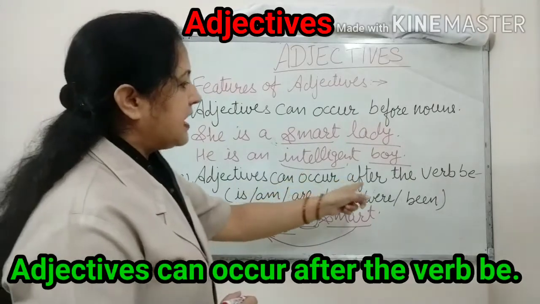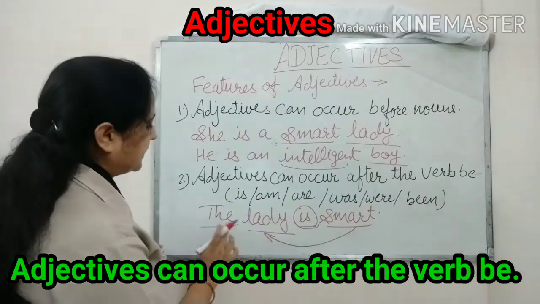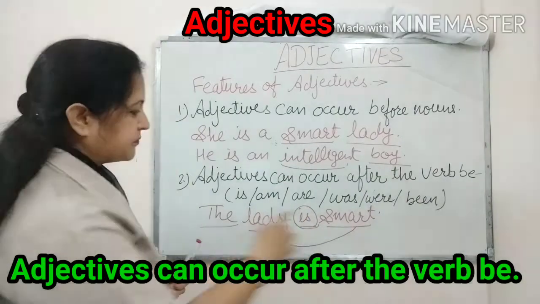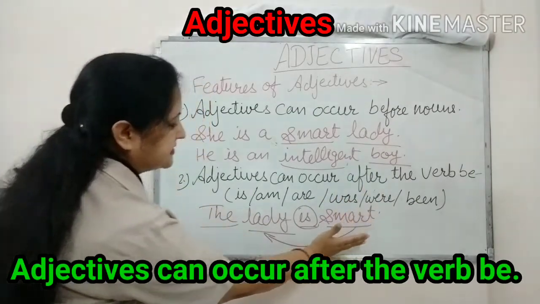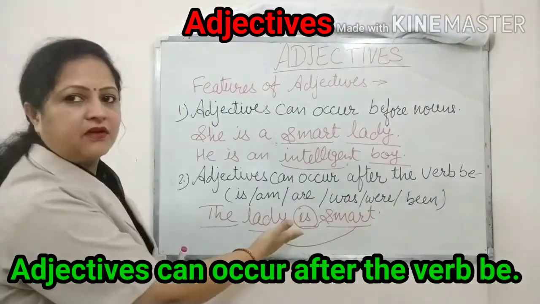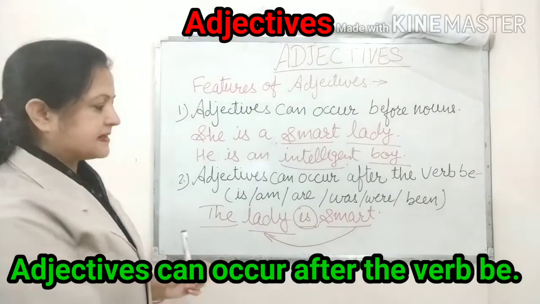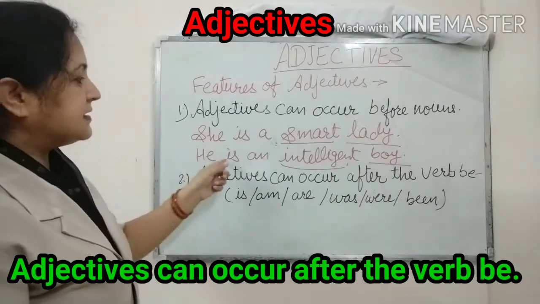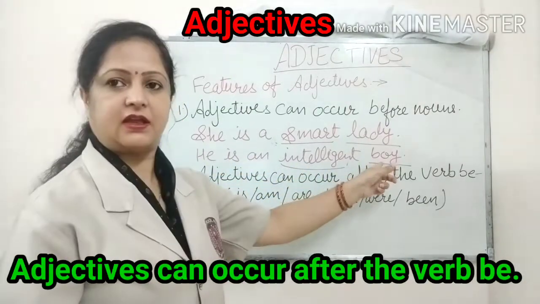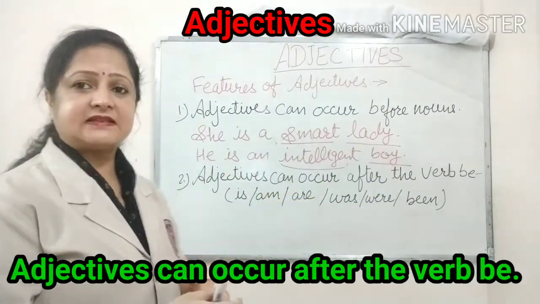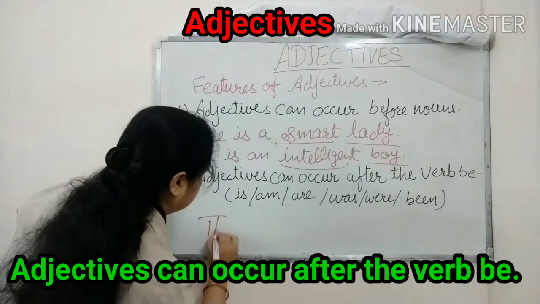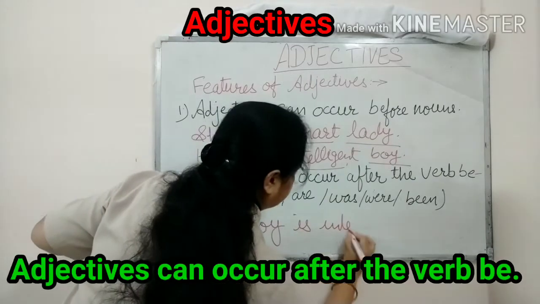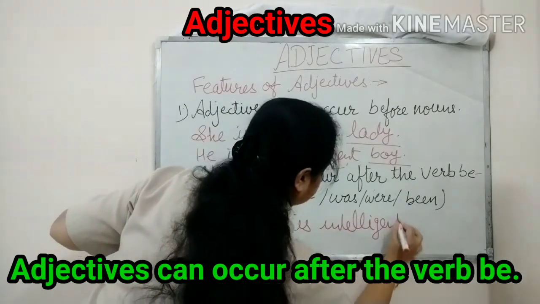So this is our second feature, adjectives can occur after the verb be. Here we can see, the lady is smart. The adjective smart comes just after the verb is. Let us take the second example also. The second example is, he is an intelligent boy. This also we can write in this way: the boy is intelligent.